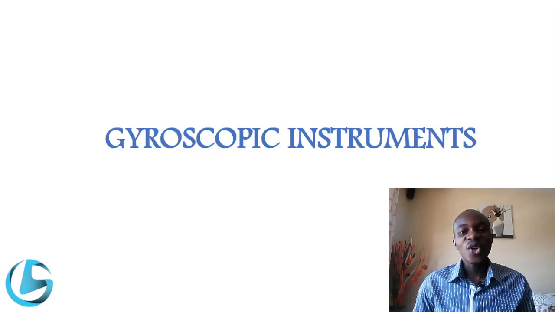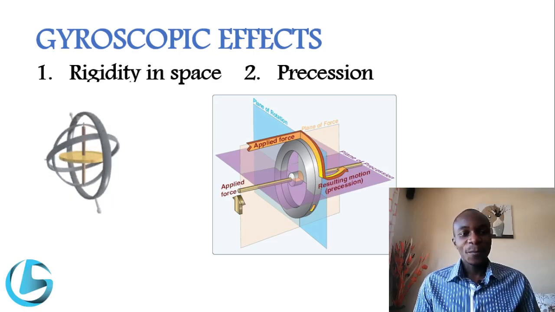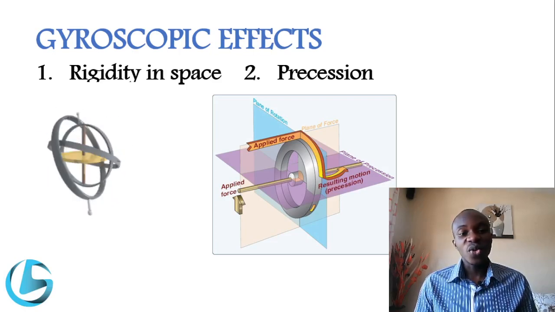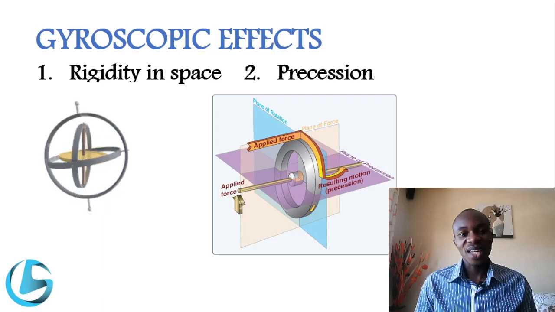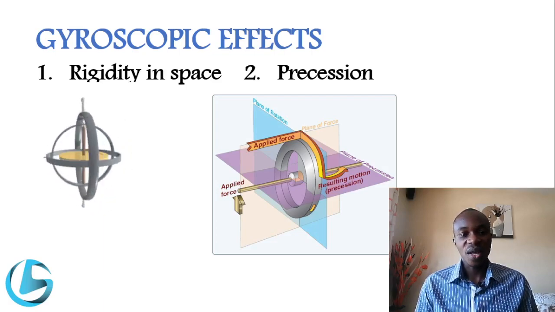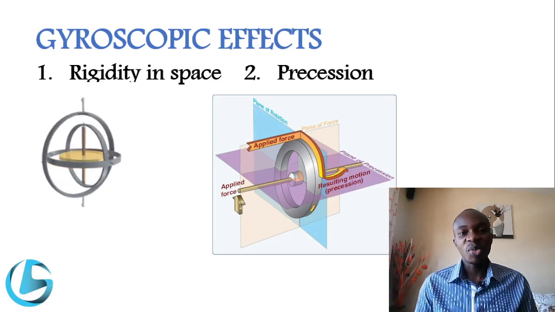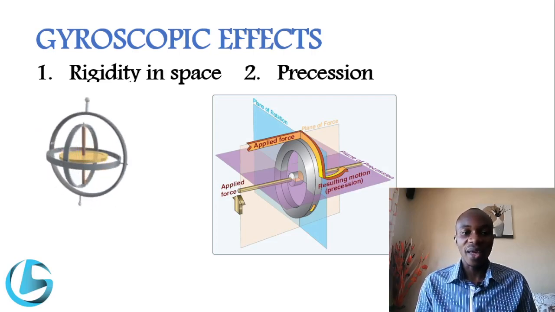A gyro is a rotating mass or a rotating wheel. A gyro rotates at high speed or high RPM in order for it to exhibit 2 characteristics of a gyroscope. The first characteristic is rigidity, and the second characteristic is precession. Rigidity is the ability of a gyro to maintain its spin axis or axis of rotation as long as the RPM of the gyro is kept high.